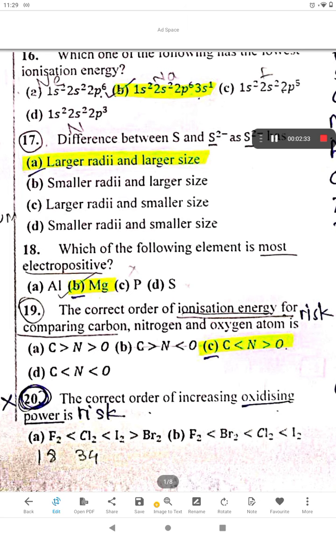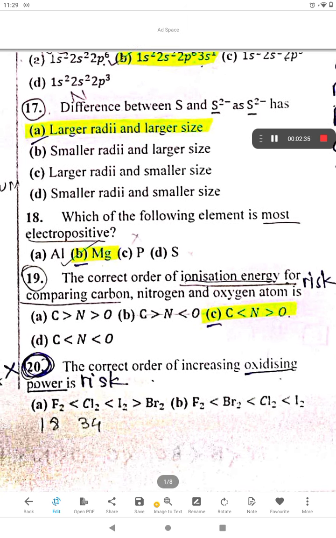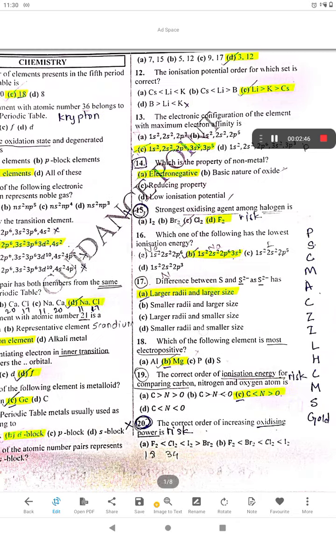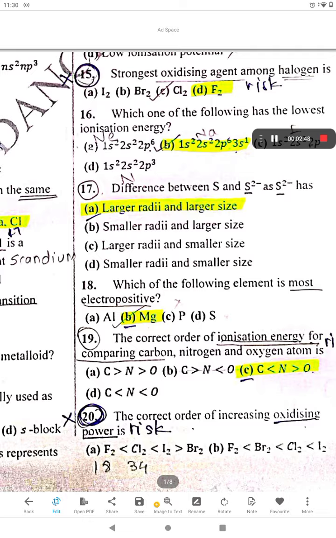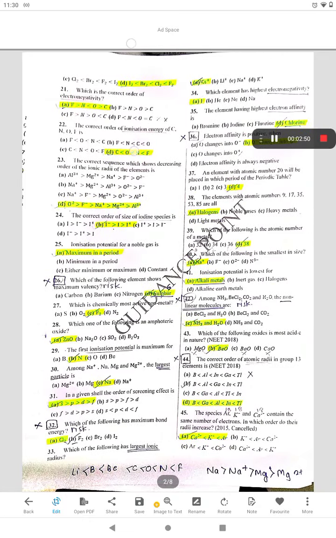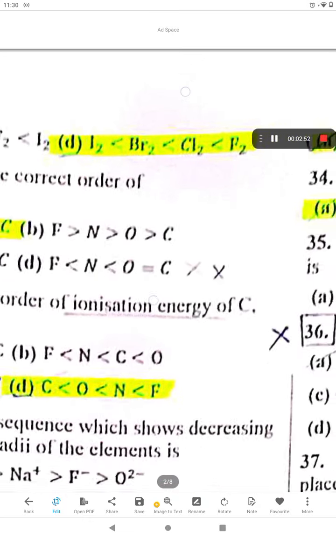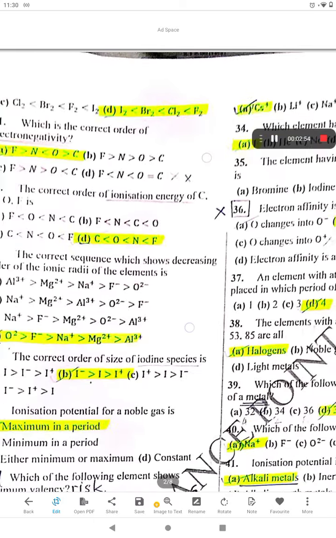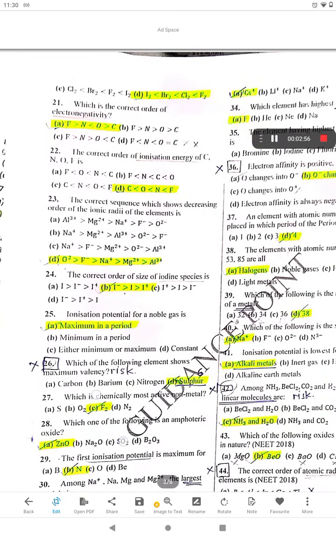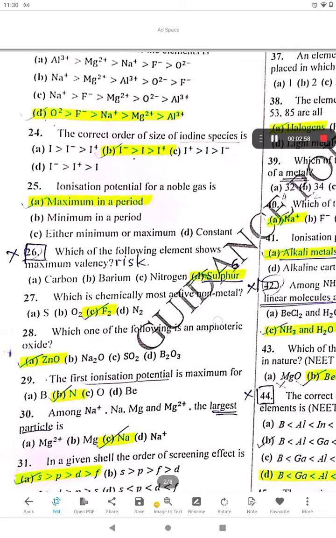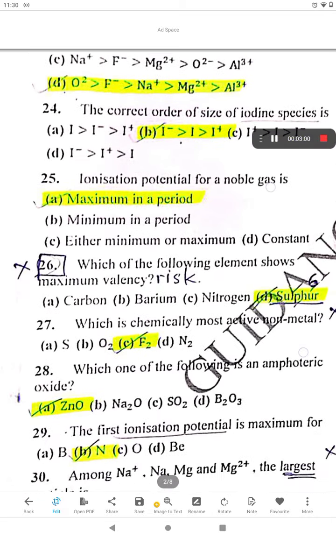Yes. Then 20th question. The correct order of increasing oxidizing power. Oxidizing power means oxidizing agent, and oxidizing agent means reduction. Reduction means gain of electrons, and gain of electrons is by the most electronegative element. And so the answer will be, highest will be for fluorine. So it is only present in the D option, that is iodine is less than bromine, is less than chlorine, is less than fluorine.